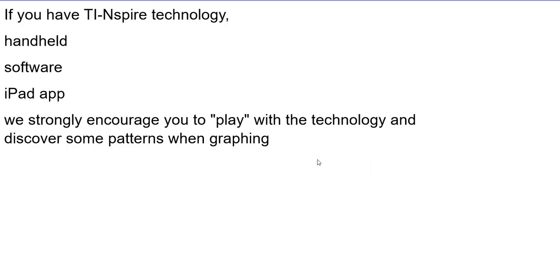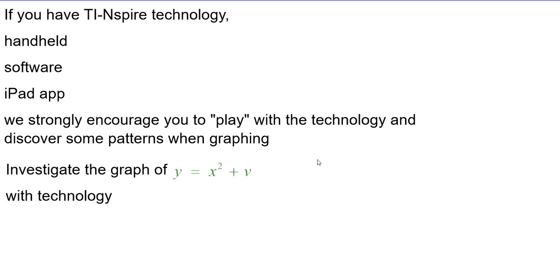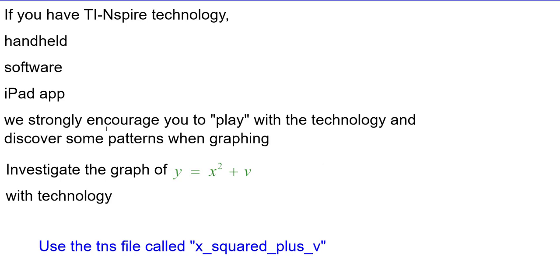So if you have TI-Nspire technology, whether it be a calculator handheld, software, or an iPad app, we strongly encourage you to play with the technology and discover some patterns when graphing. So we're going to investigate the graph of y equals x squared plus some constant using technology. If you do have TI-Nspire technology, please use the TNS file, the TI-Nspire file called x squared plus v.